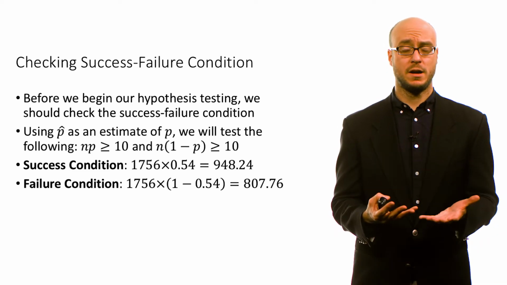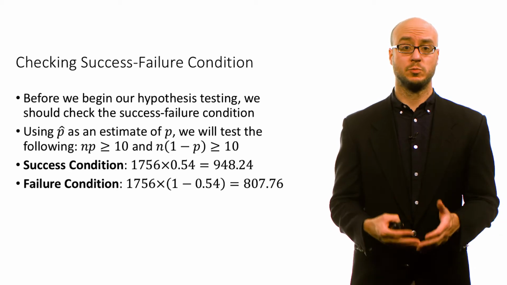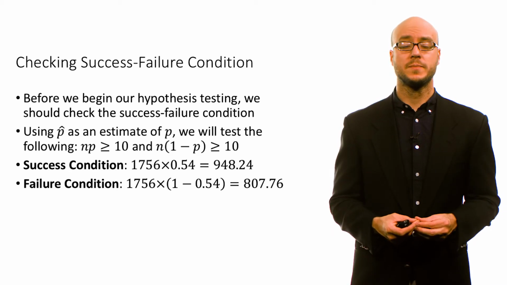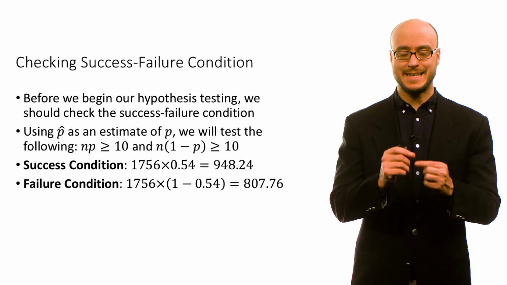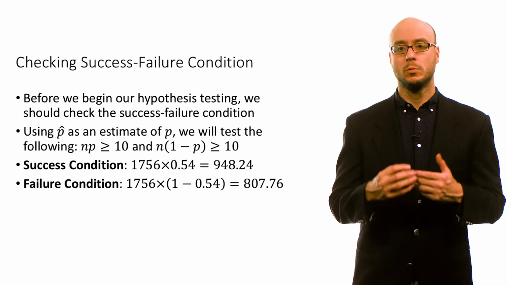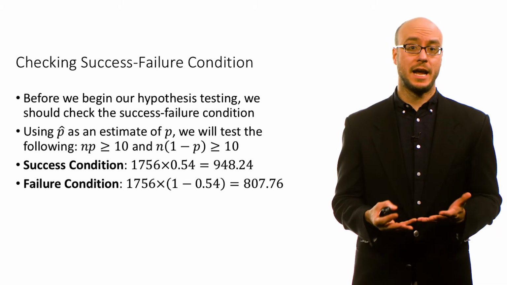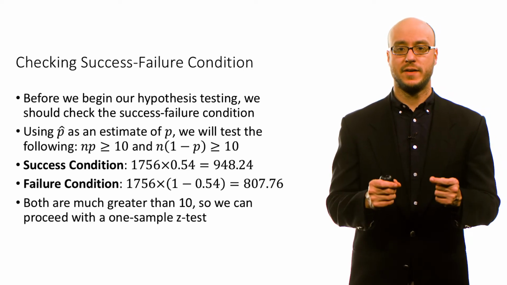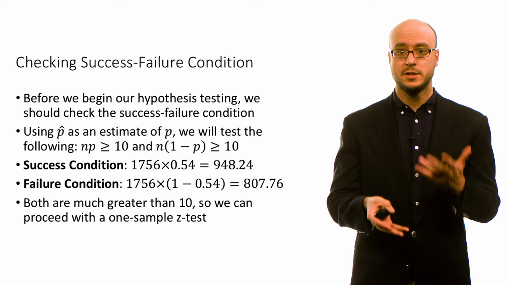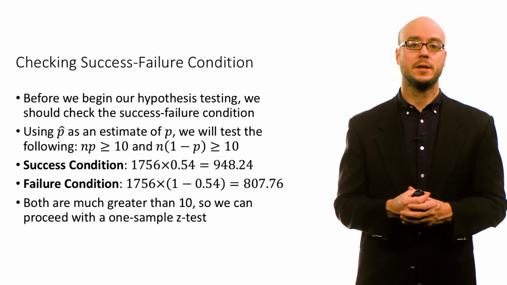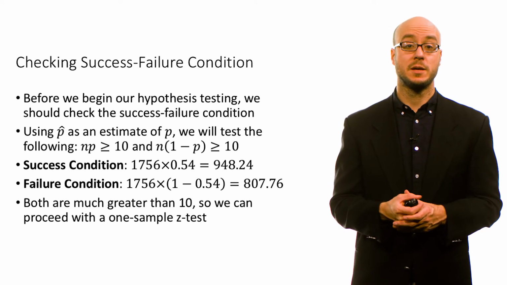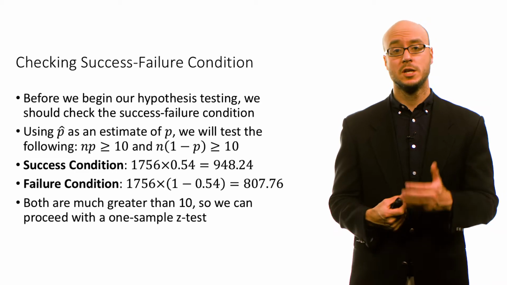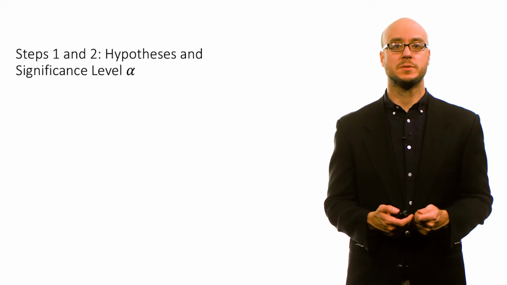Both of these are much larger than 10. So we're pretty confident that the success-failure condition will hold for this particular problem, and accordingly, that the sampling distribution for p hat can be approximated by a standard normal distribution model. Again, this is just reflecting the fact that with a larger sample size, we're more confident that the sampling distribution for that sample proportion will be approximately normal. So we're going to go ahead and proceed with a one sample z-test.